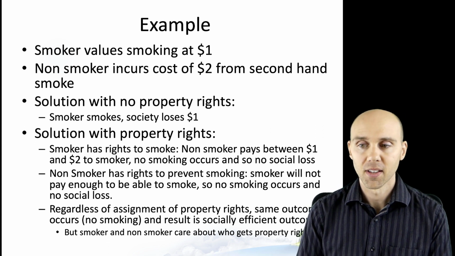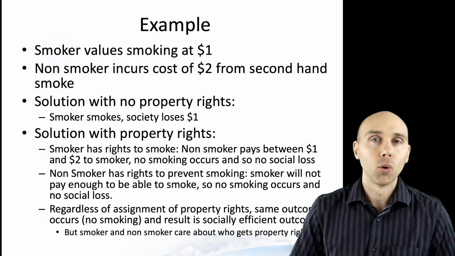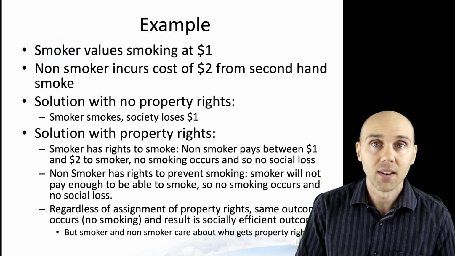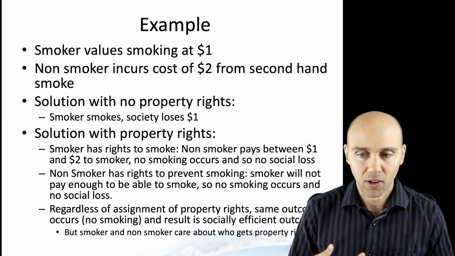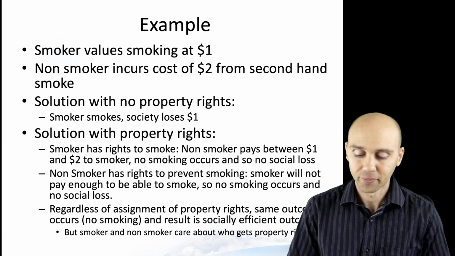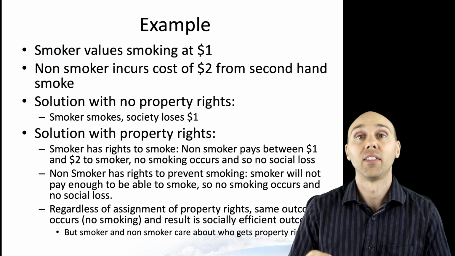No smoking occurs. And that's the key point here. It doesn't matter who gets the property rights, as long as somebody gets those property rights. And then a situation where private negotiations are possible will lead to the socially efficient solution. So that's the Coase theorem in theory.